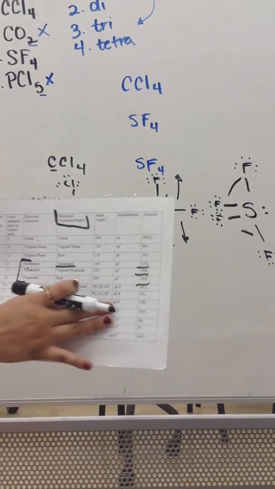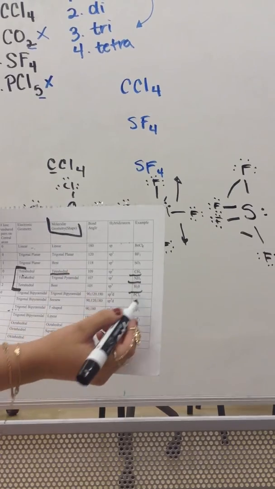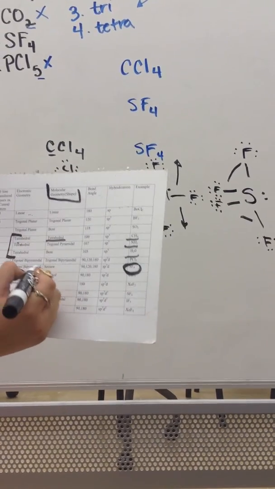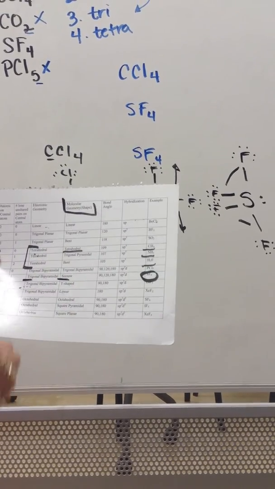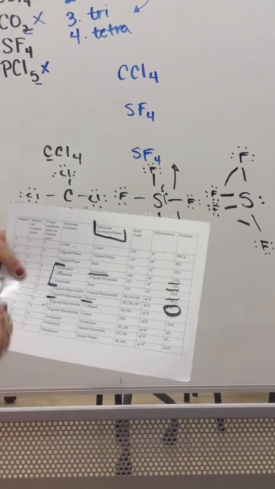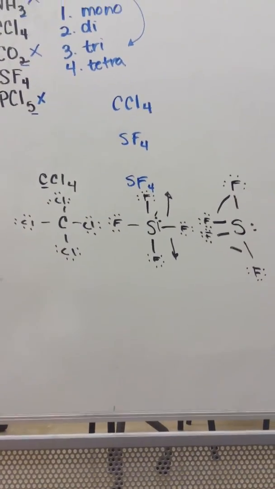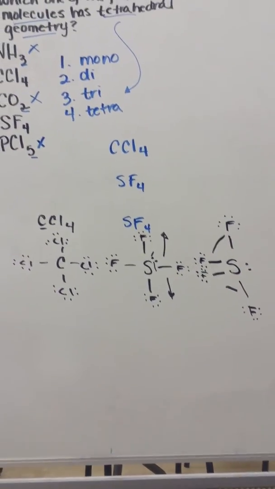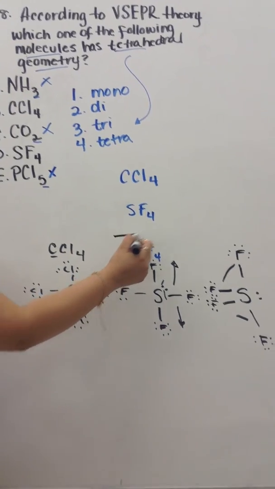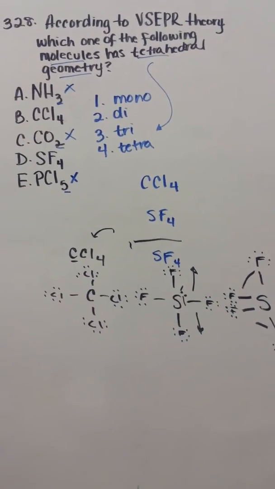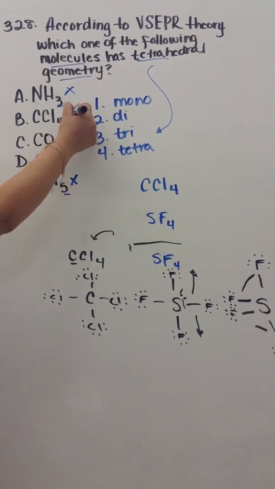If you look over to another example, you see that SF4 is in the molecular geometry seesaw, or the trigonal bipyramidal. That has nothing to do with the tetrahedral. So you will be able to see when you are in between these two, you see that CCl4 has a tetrahedral geometry, so B is your correct answer.